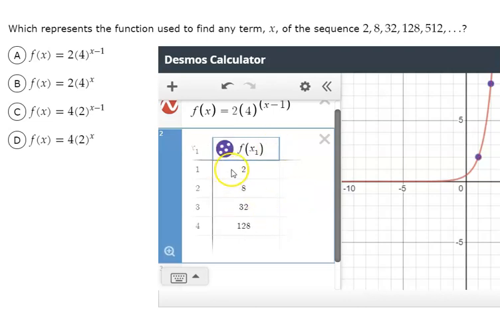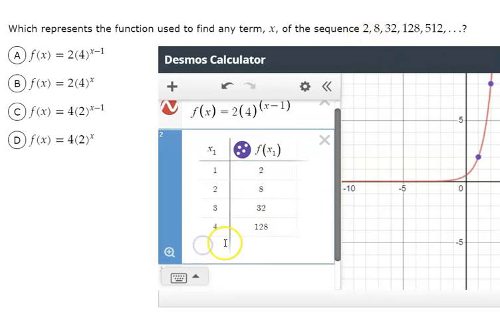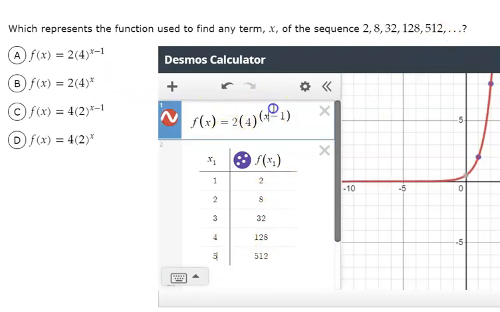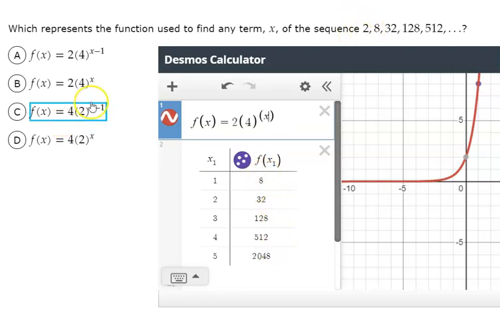And now you want to match these up. Are these numbers the same numbers in this sequence? And the answer is yes. If I want to go ahead and put the 5 in there, you'll see the 512 as well. Now, if you type just 2 times 4 to the x, you may notice that some of these numbers are still here, but the first term is not 2, it's 8. So you can't choose B, and then C and D are going to be way off. So the correct answer was A.